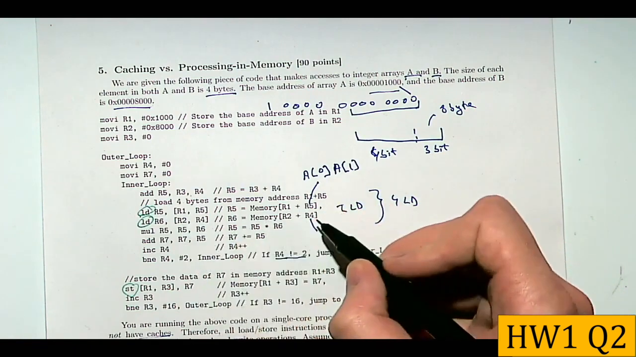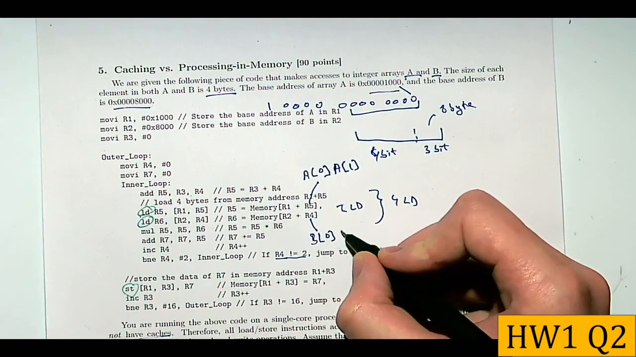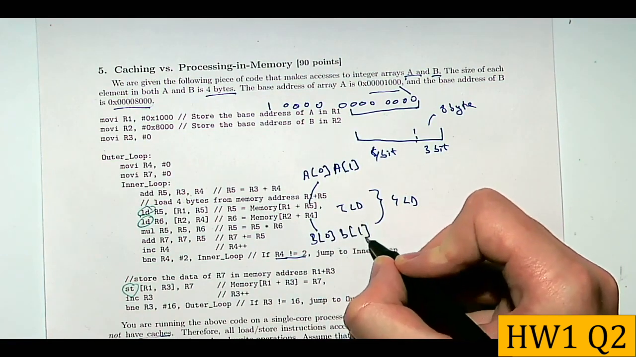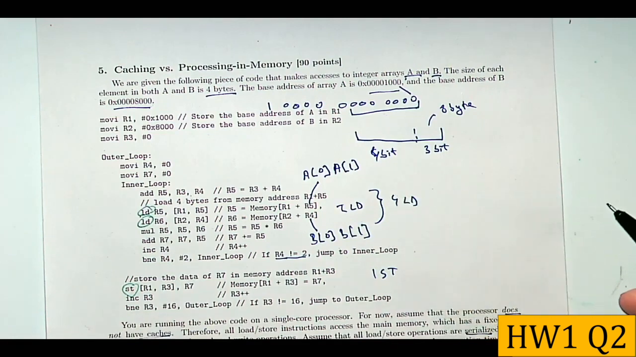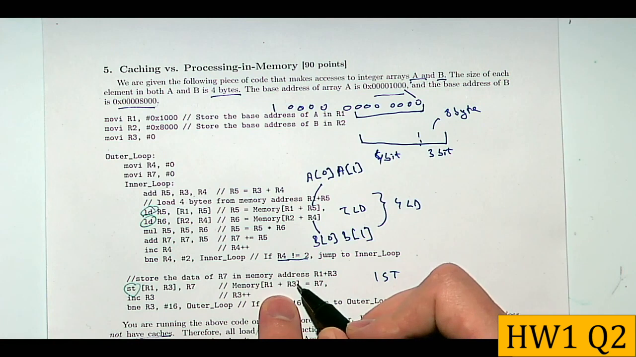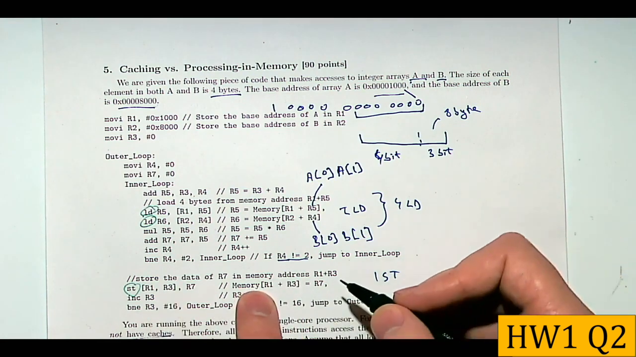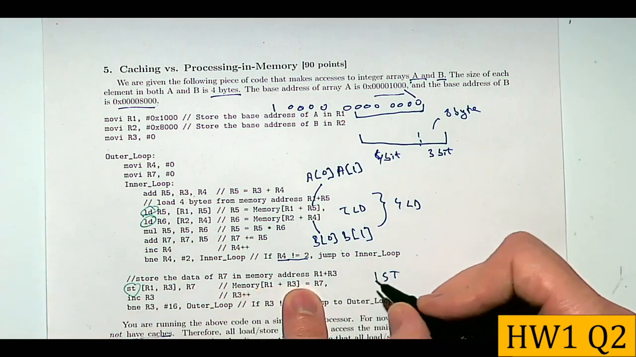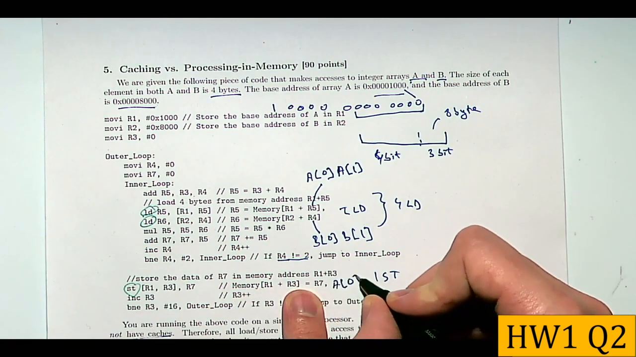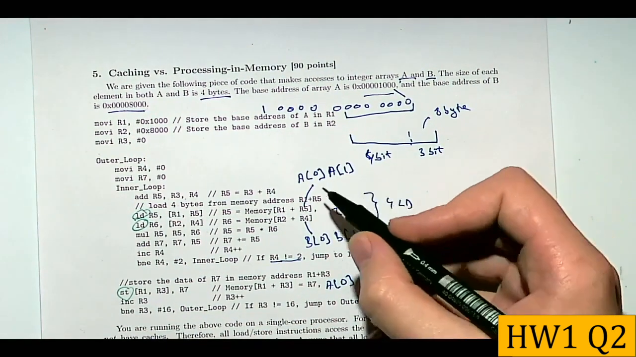And for B, we'll access B0, and then B1. So those will be the locations we will touch in the first 2 iterations of the inner loop. And then here, for the store, it is R1 plus R3. And R3 is our outer loop iterator. So it will be basically the base address of A plus R3, which initially will be A0.